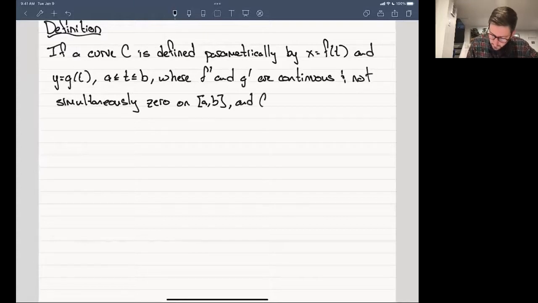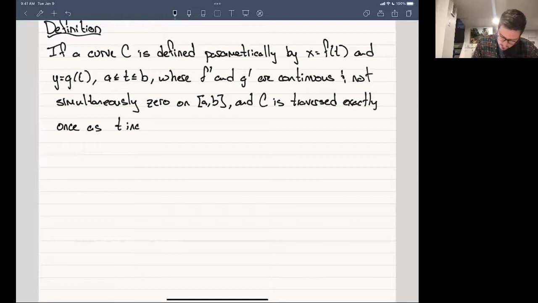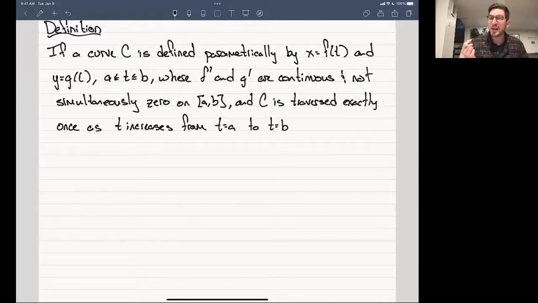And C is traversed exactly once as t increases from t equal a to t equal b. Again, this is something we have to be careful of. You think about the circle example. You can just keep going around and around. You can go from t equal to 0 to 2 pi or 0 to 4 pi or 0 to 6 pi, and you're not really counting the curve length anymore. Now you're just wrapping yourself around, sort of like twine going around a spool.